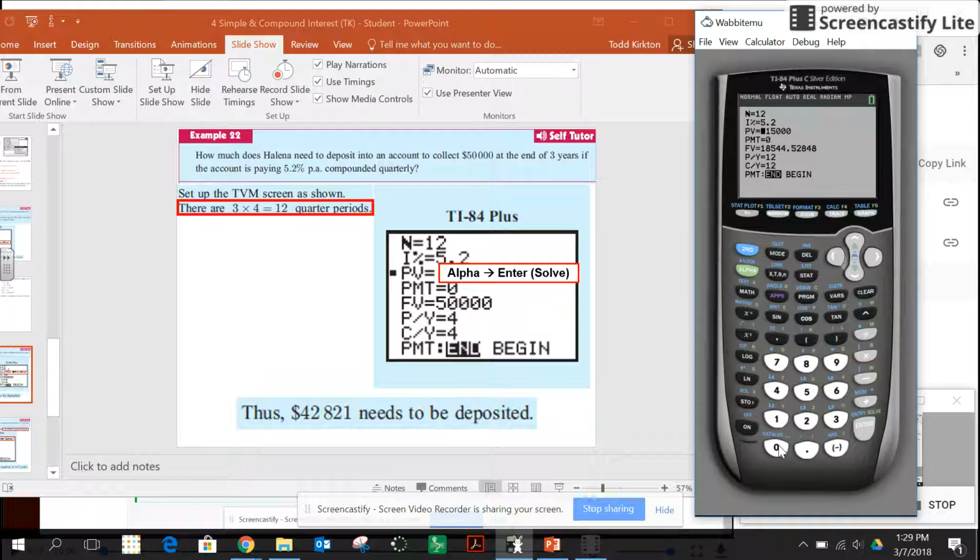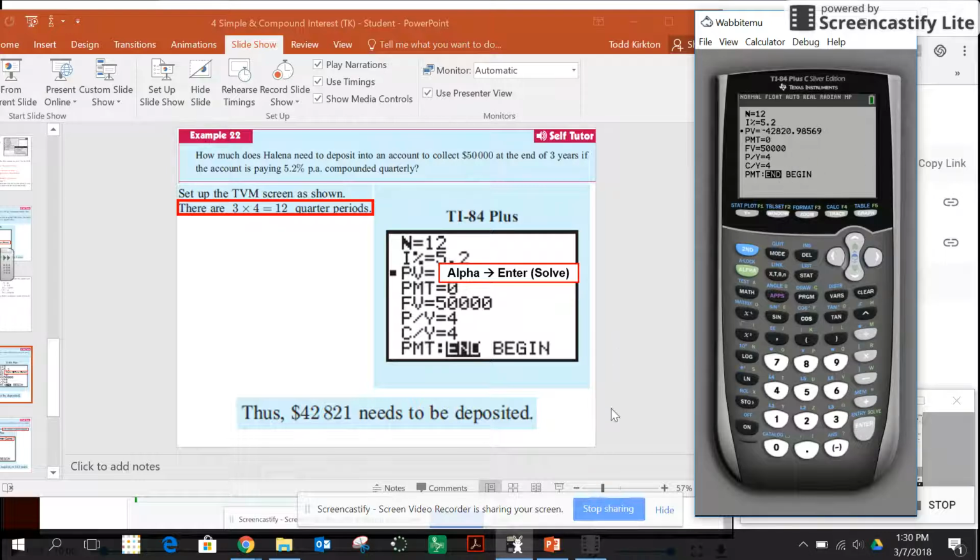We don't know the present value. We want to figure that out. We're not making payments. We want to end up with 50,000. So how much do I need to put in now? I'm compounding quarterly. So I'm going to do alpha solve for that, and it's going to find out how much I've got to put in now. So I go alpha solve. So I need to put $42,820.99. Always round to the nearest cent.